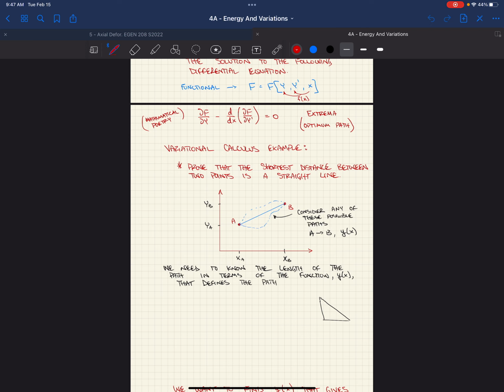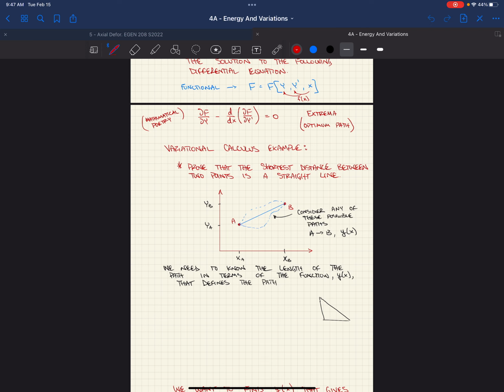So we're going to start an example. Essentially, the idea here is to just use variational calculus. And how could we use it? Well, we have 2 points known in space, right? We have an x of a, y sub a, and an x of b, y sub b. And we want to prove that the shortest distance between these 2 points is a straight line, right? And we could consider any of these possible paths.